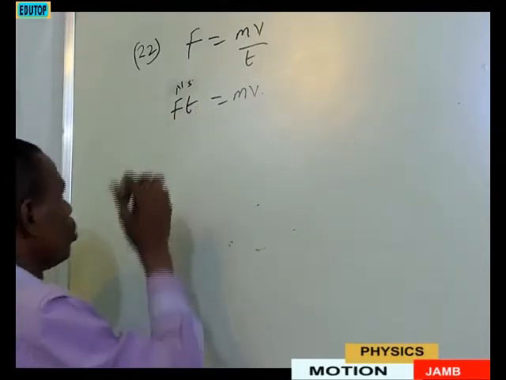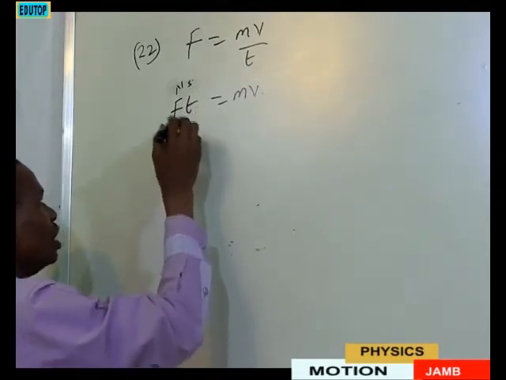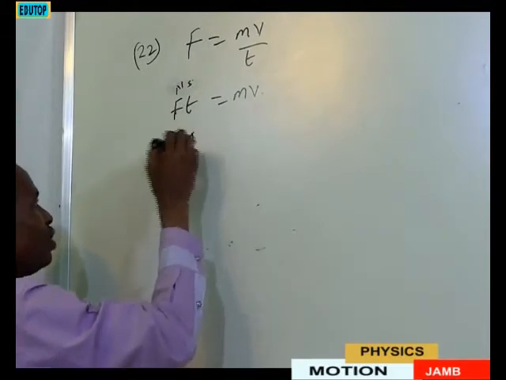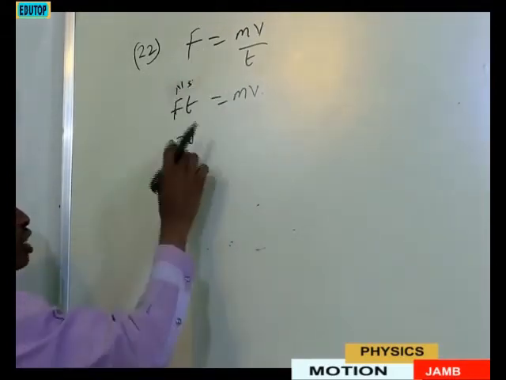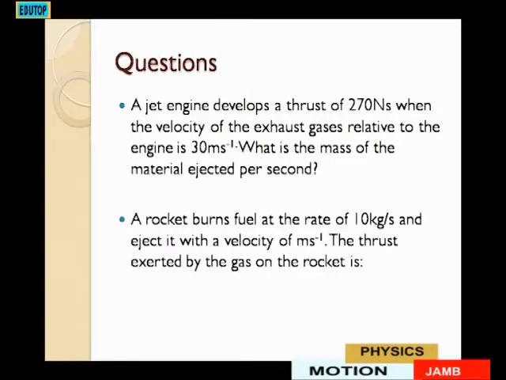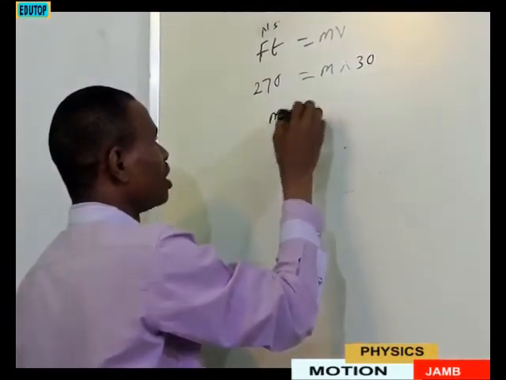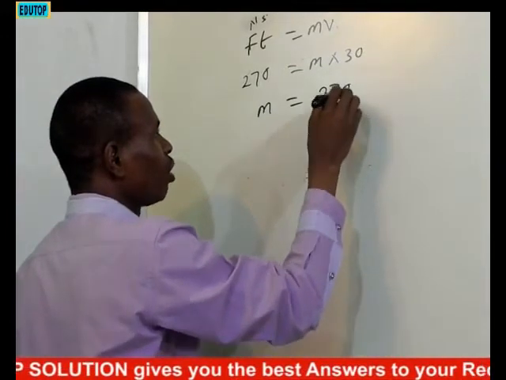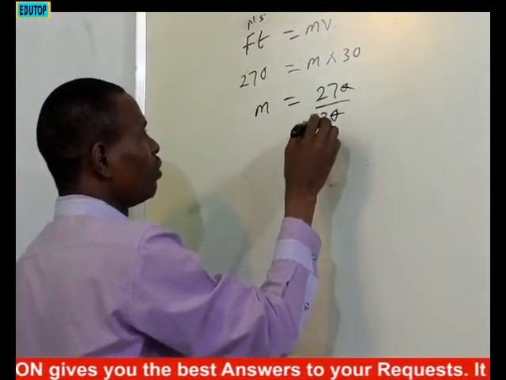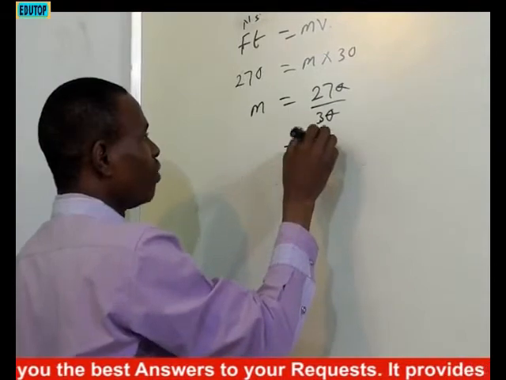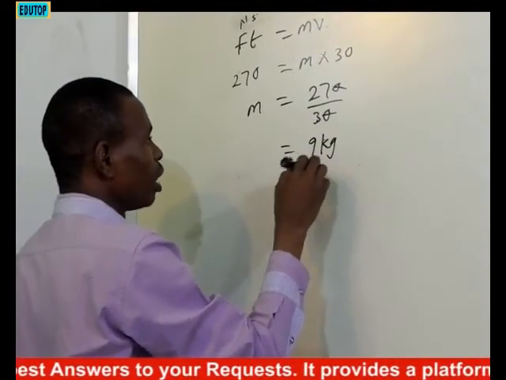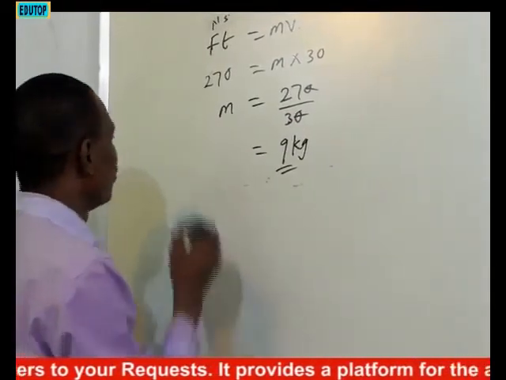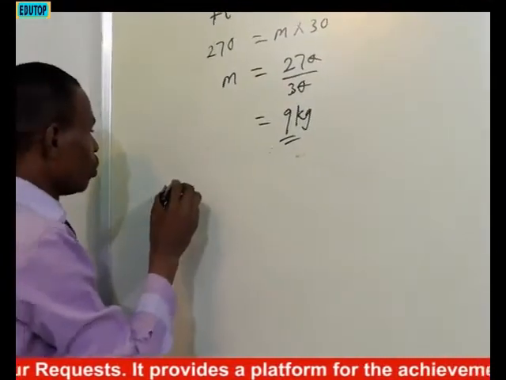So in this case, we are going to have 270 under Ft for 270 Newton seconds. Then we are also given the value for velocity, though we are looking for mass now. It's going to be 270 over 30. 0 can do 0. So if you divide 27 by 3, we are having 9 kilograms. 9 kilograms. And that's the answer to question number 22.